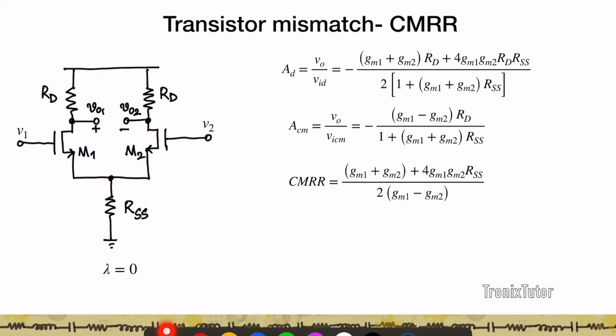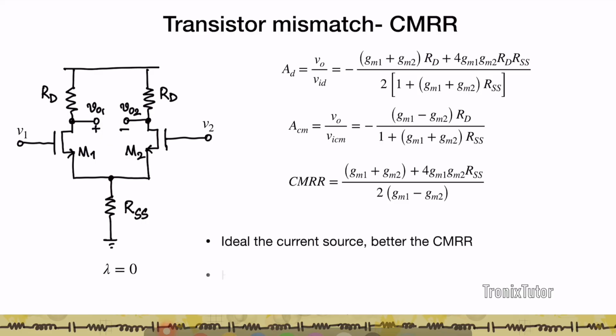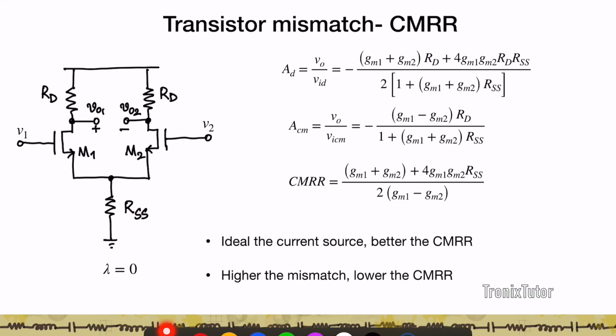So again, the learning is very similar to what you saw in the resistance mismatch, right? To improve CMRR, you want to make the current source as ideal as possible, and you want to reduce the mismatch as much as you can. So in analog design, there are a lot of tricks designers use to ensure that these two transistors are laid out in such a way that they'll be as close as possible to each other.